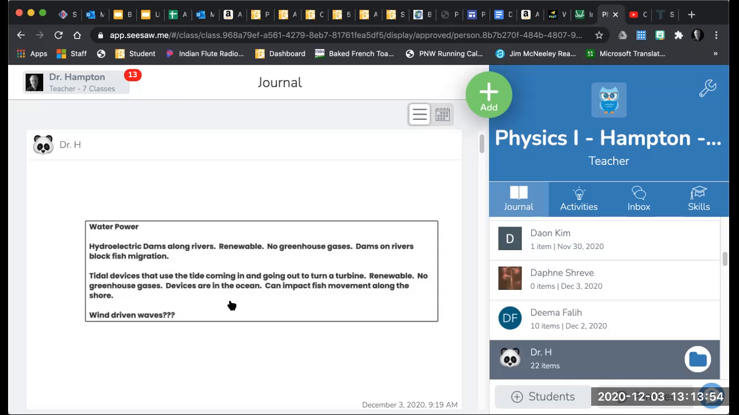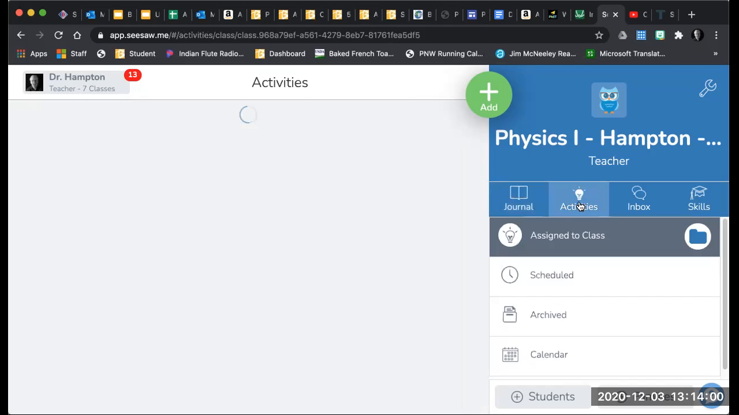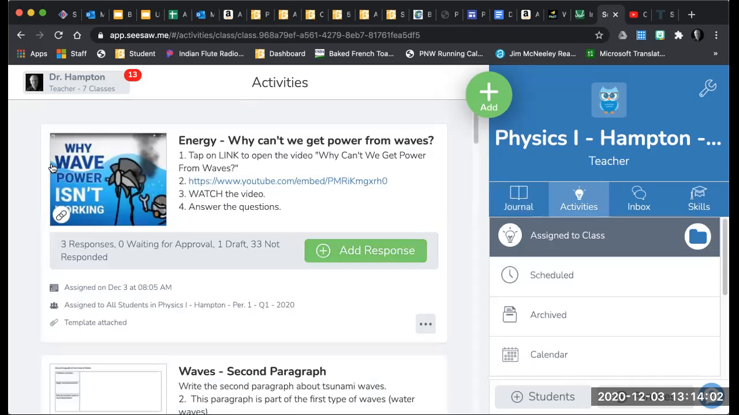So why not wind-driven waves? That was the question I left for everybody. Why not wind-driven waves? So if you go over today into activities, there's an activity, why wave power isn't working. And go in, watch the video, and then there's three quick questions to answer. So hopefully that will help you.